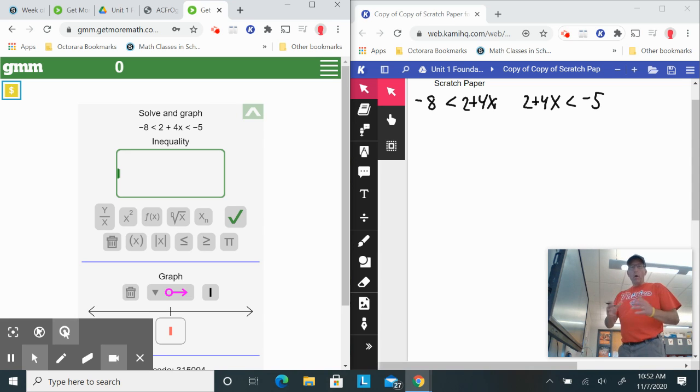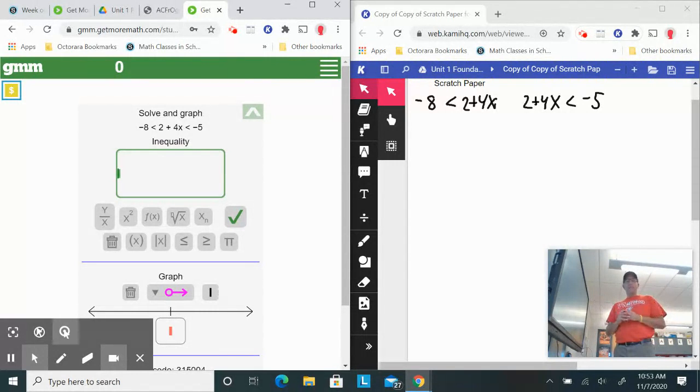All right, hi everybody. We're going to talk about solving compound inequalities. So an inequality that has two or more, well, we're going to just stick with two inequality signs. Now there's two types of these. There's an "and" compound inequality, and then there's an "or". And those two little words are very important.